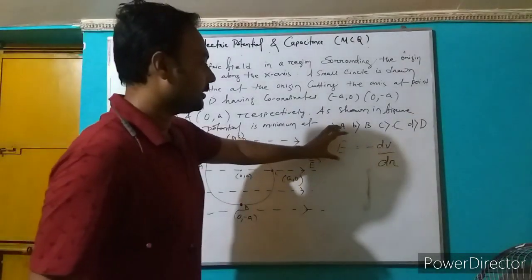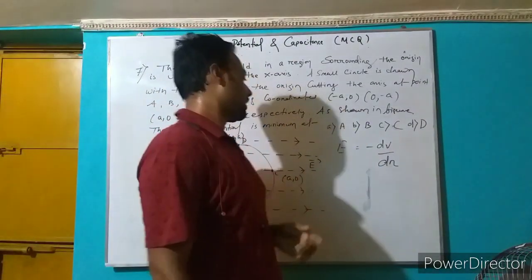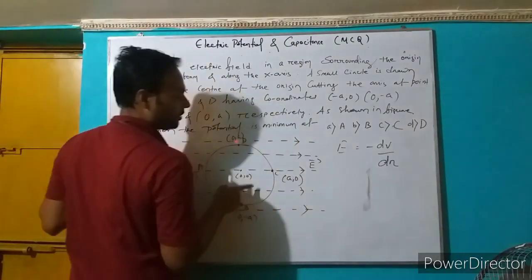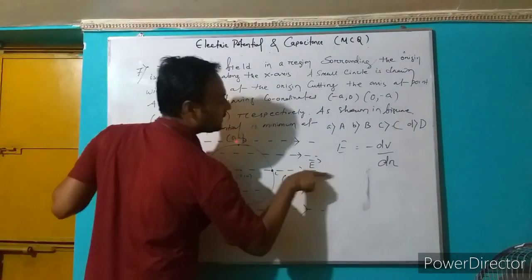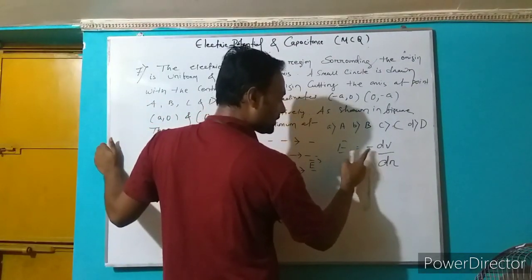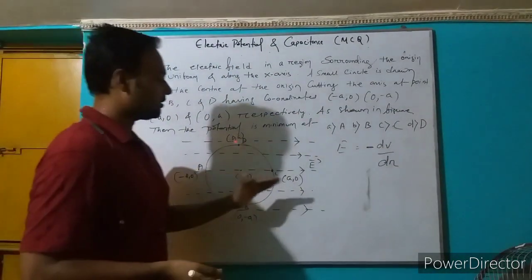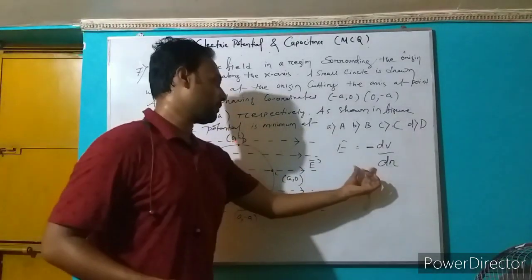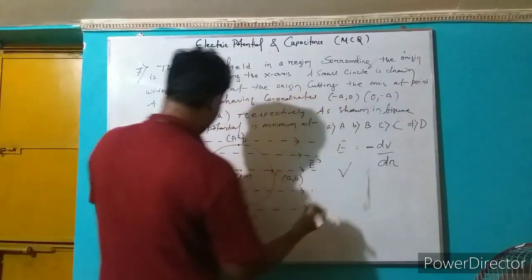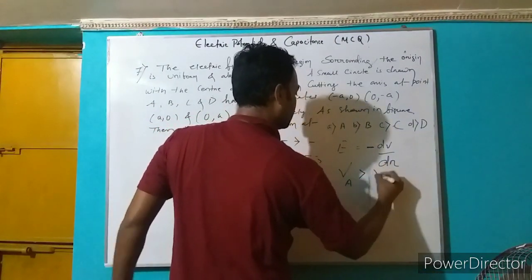So electric field and potential gradient are related to each other, but with a negative sign. In a particular direction, the electric field is along the x-axis, but the potential gradient is the negative of the electric field. So potential becomes maximum opposite to the direction of the electric field. So that means VA is greater than VC.